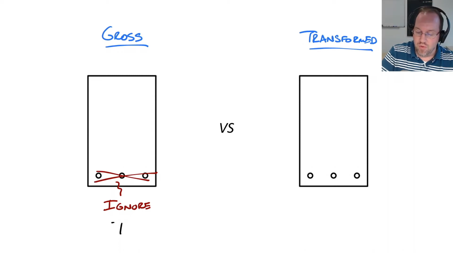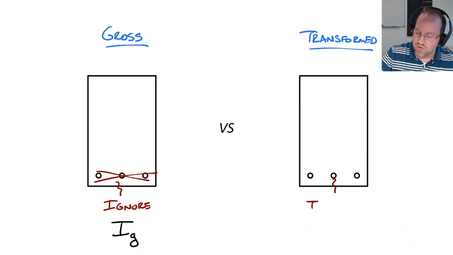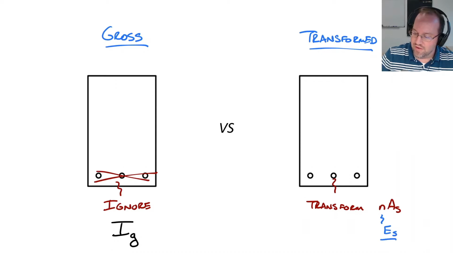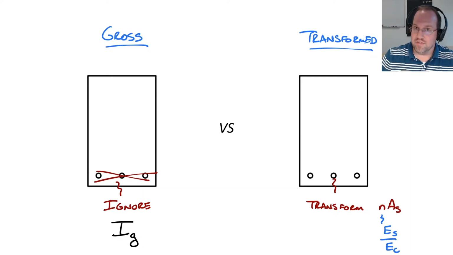Now this will give us a value I sub g for the moment of inertia, where the g is standing for gross. So oftentimes we'll call this I gross or the gross moment of inertia. On the other hand, if I have a transformed section, I need to transform my steel area by converting it into n times A_s, where A_s is the area of the steel, and n is the ratio of my moduli, E_s to E_c. So effectively, this is converting my steel area to an equivalent concrete area, where E_s is the modulus of my steel and E_c is the modulus of my concrete.